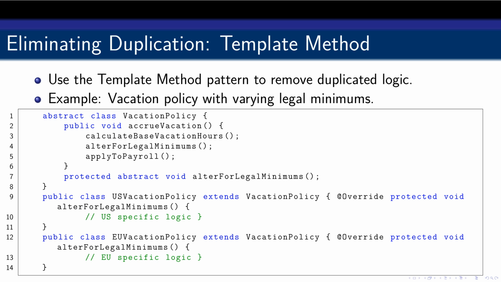Here's how the template method pattern works in practice. We create an abstract vacation policy class with a method that calculates base vacation hours, adjusts for legal minimums, and applies to payroll. Subclasses, like one for U.S. policies, override the legal minimum adjustment, keeping shared logic in one place and reducing duplication across the system.